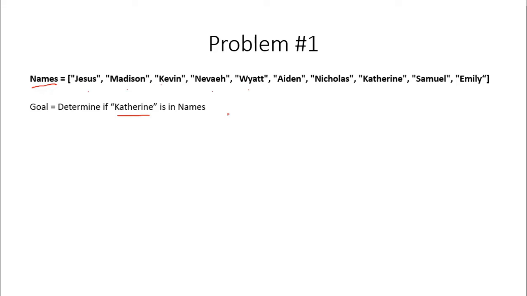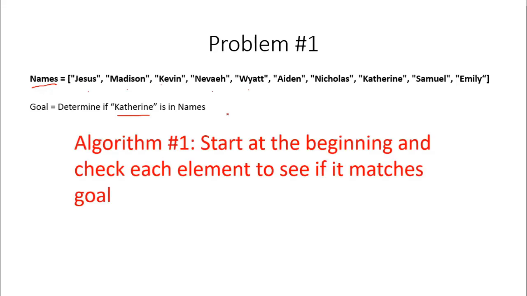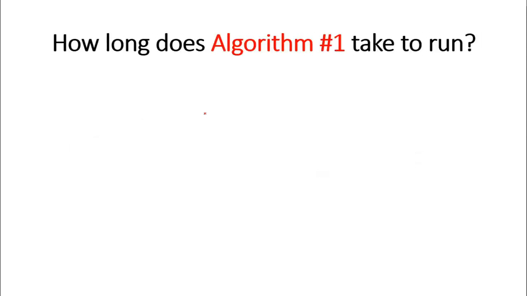So one of the algorithms we can use is we can start at the beginning of the list names, and check each element to see if any of them match our goal. So we check Jesus. Does that equal Catherine? No. Madison, no. Kevin, no. So on and so forth. Nicholas, no. Catherine, yes. Samuel, no. Emily, no. And that's going to be our algorithm. So let's try to figure out how long that algorithm takes to run.